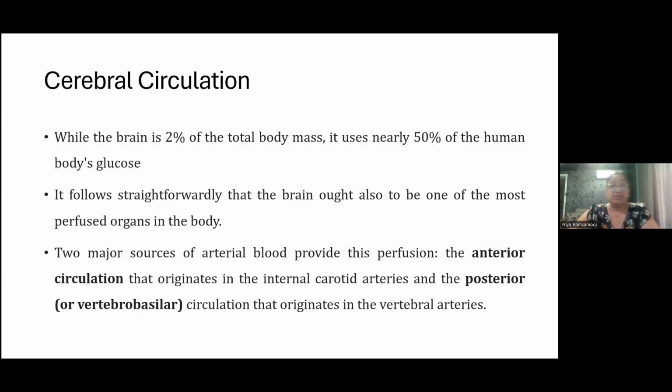So we know that the brain is about 2% of the total body mass. It uses nearly 50% of the human body's glucose, making it the most energy intensive organ of the human body. It receives about 17% of cardiac output and uses up to 20% of the body's oxygen. So then it follows naturally that the brain ought to be one of the most perfused organs in the body.